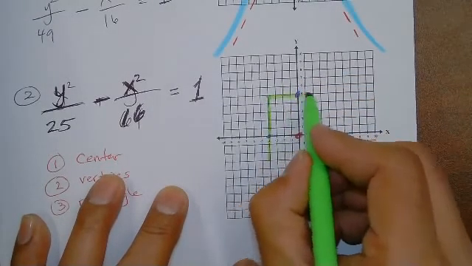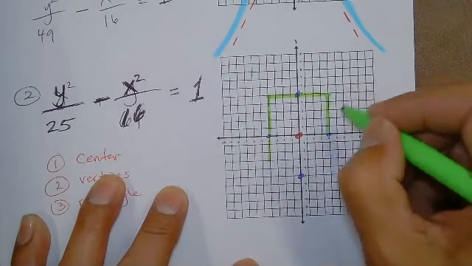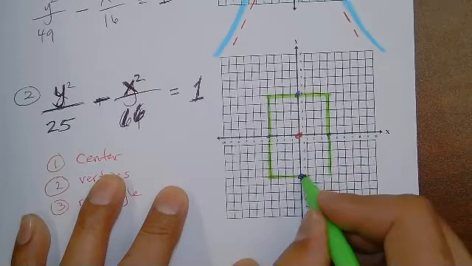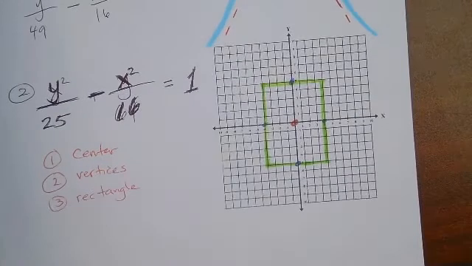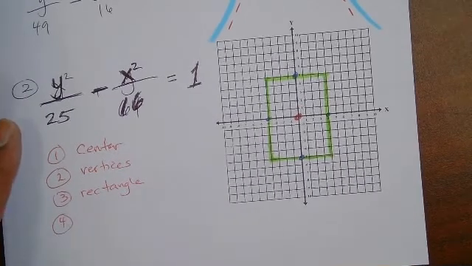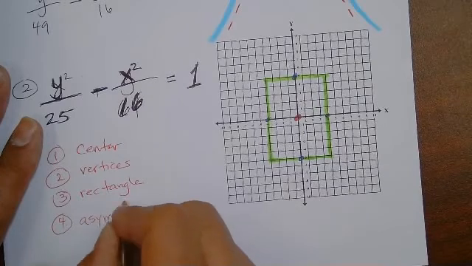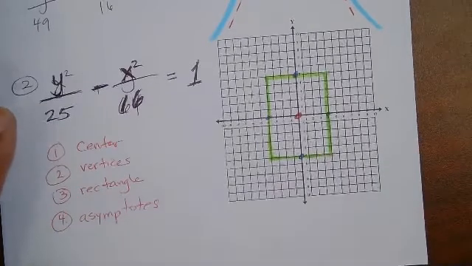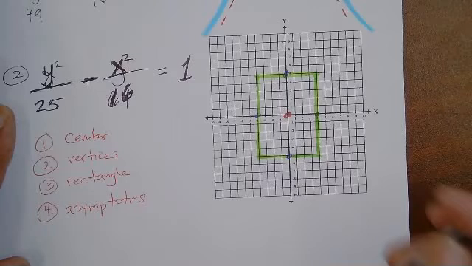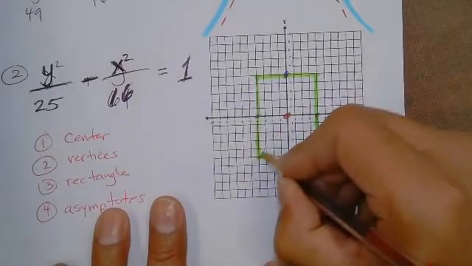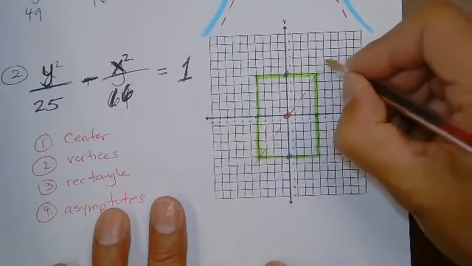Okay. So that should look kind of like this, right? I use those 4 vertices to draw the rectangle. Okay, then what? What's next after the rectangle? The asymptotes. Yeah, those 2 diagonal lines. You're right. There are those 2 diagonal lines.